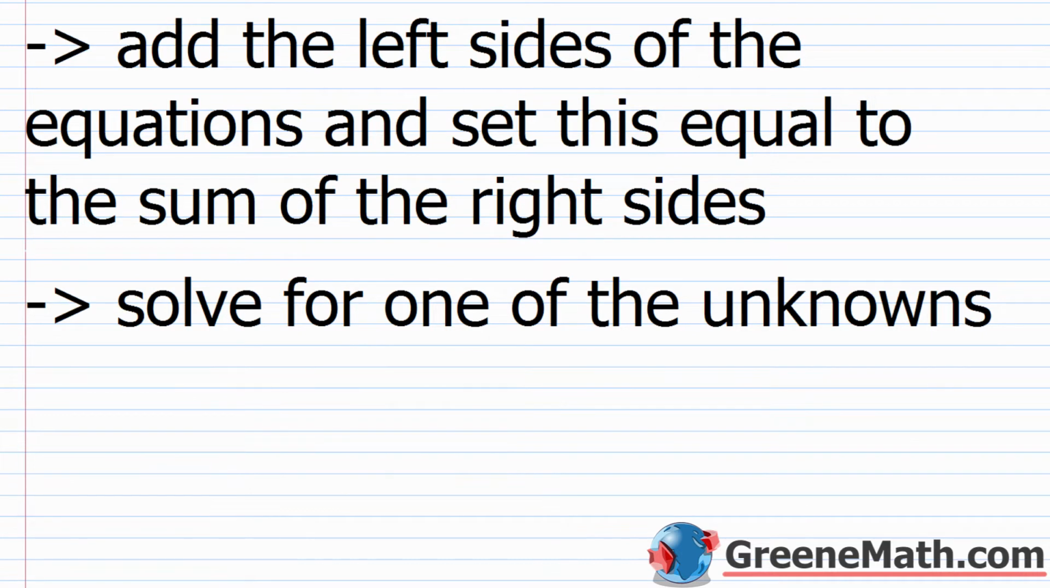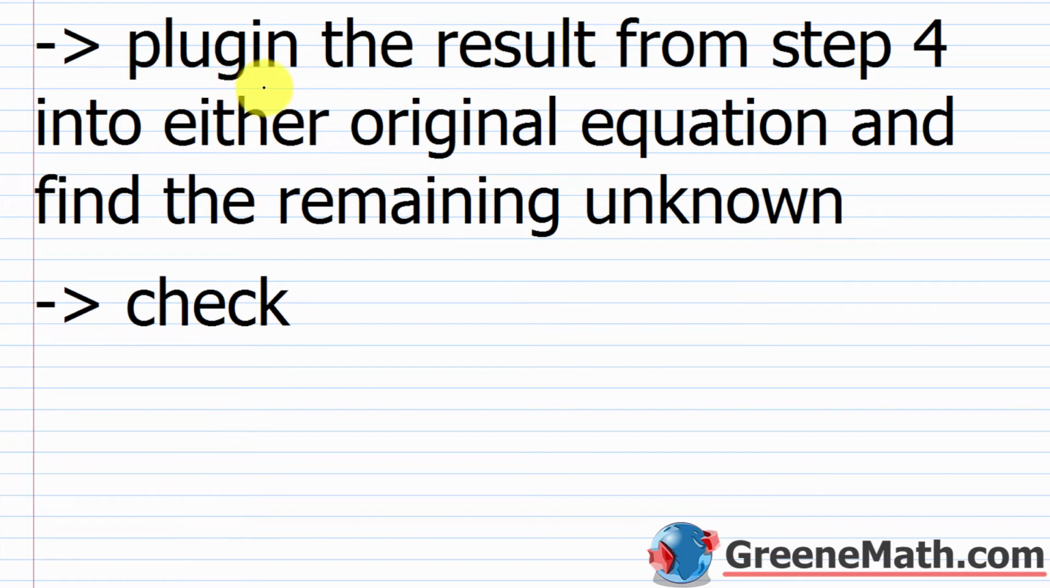So once this is accomplished, we want to add the left sides of the equations and set this equal to the sum of the right sides. Then we're going to solve for one of the unknowns. We're then going to plug in the result from step 4 into either original equation and find the remaining unknown, and then we're going to check our solution in each original equation.